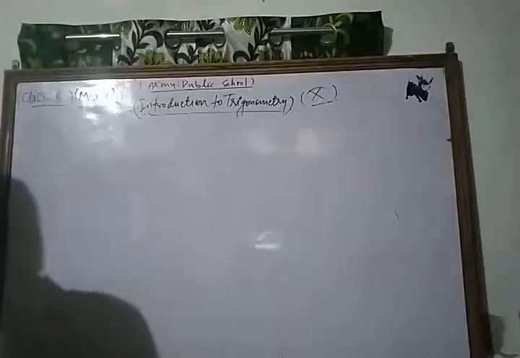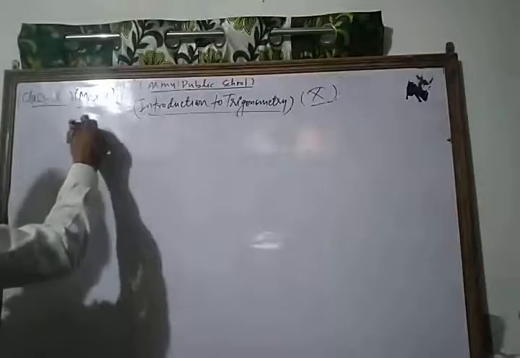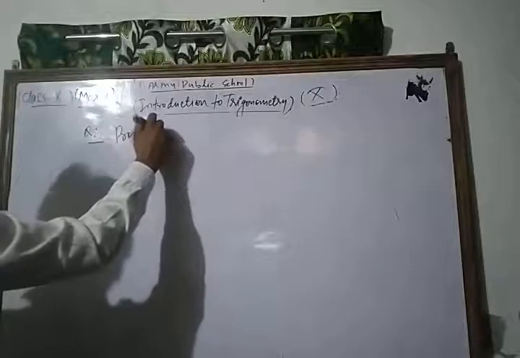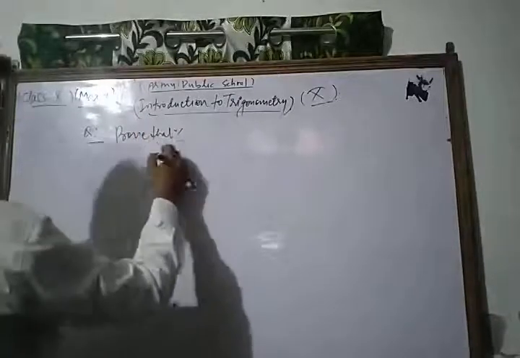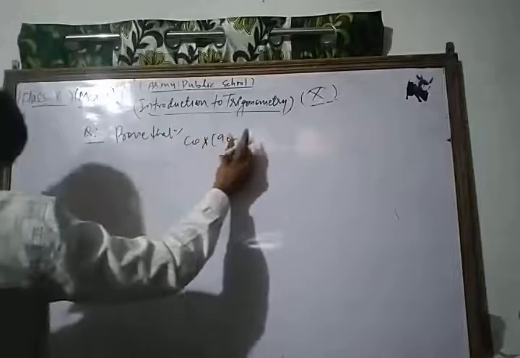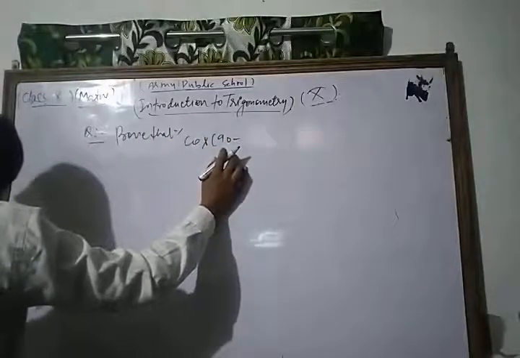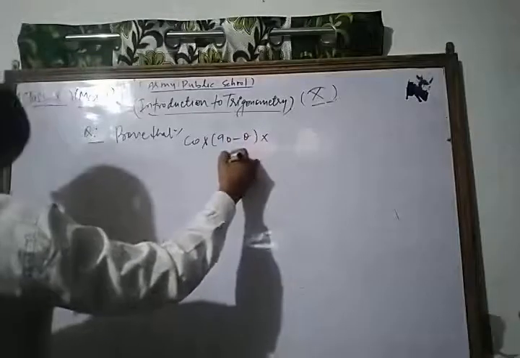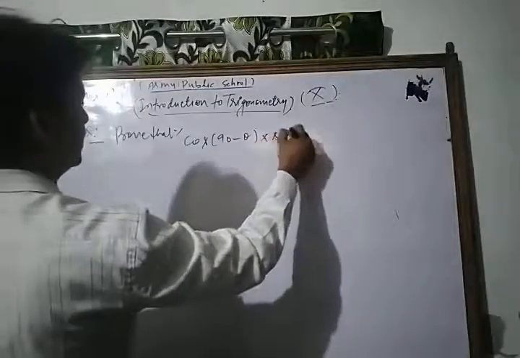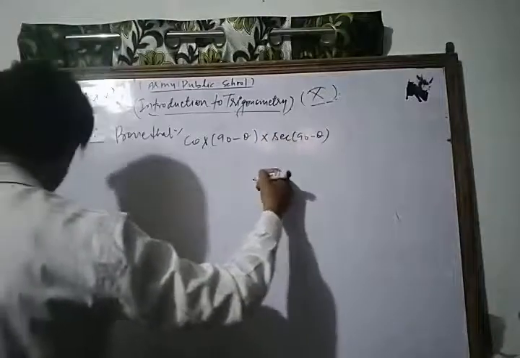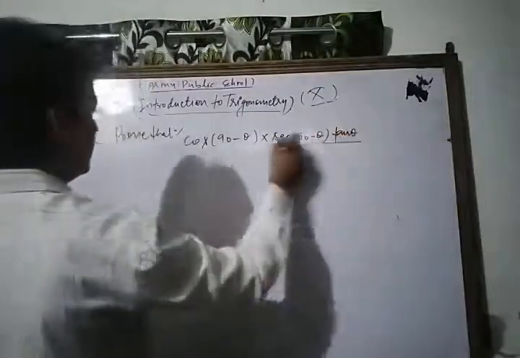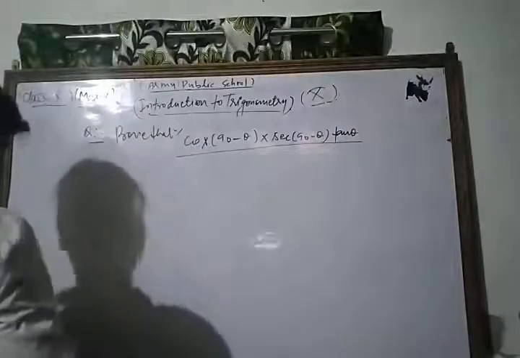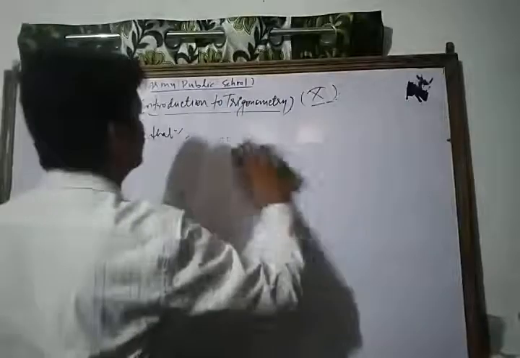And the question is, prove that cos of 90 minus theta into sec of 90 minus theta into tan theta upon, this is already done. That question is already done in the previous class. Now we take some other important question.